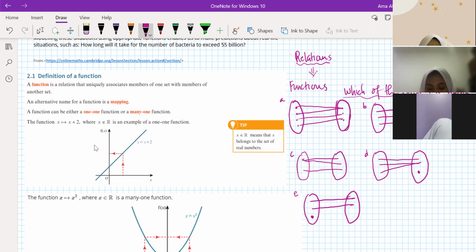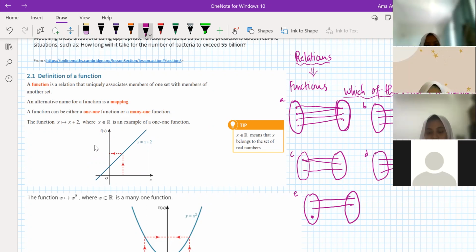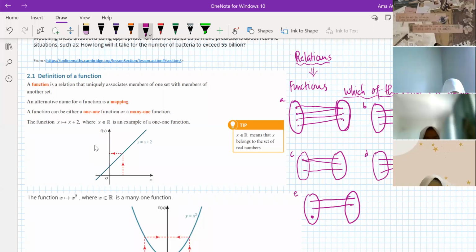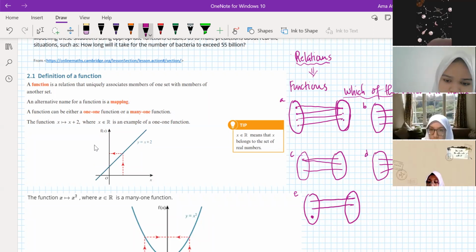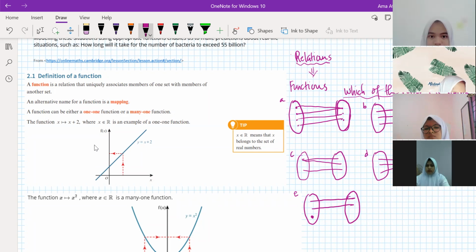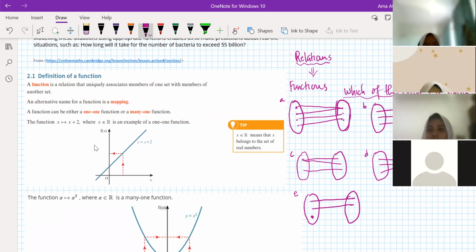Yes, Miss. Okay. Why is it a function, Nabila? How do you know that it is a function? Where is Nabila Shakira? I don't know. Okay. It is a function, yes, but you have to have the statements here. Why do you call this a function?